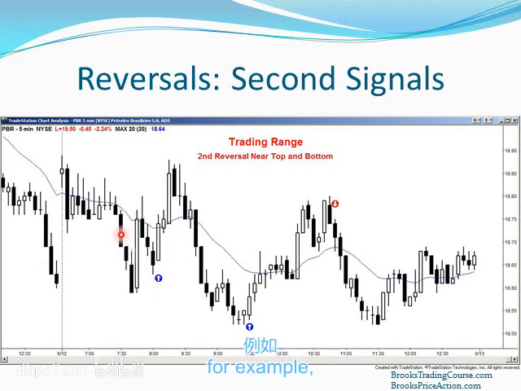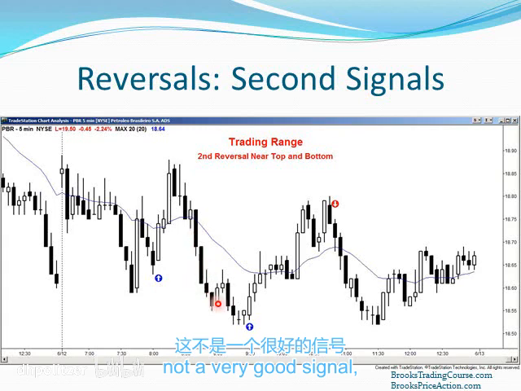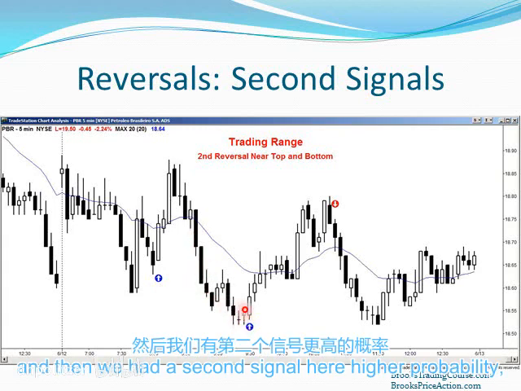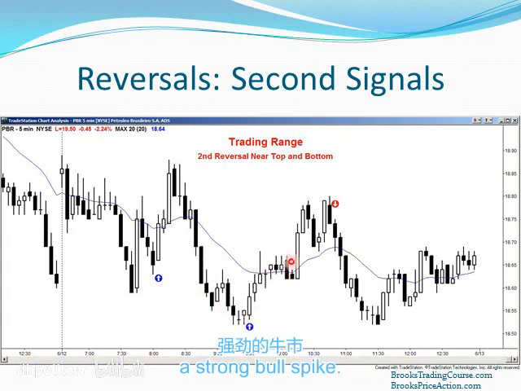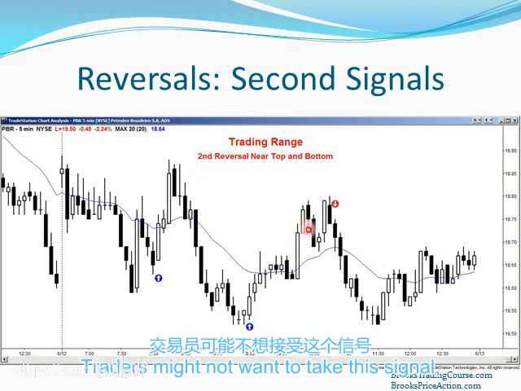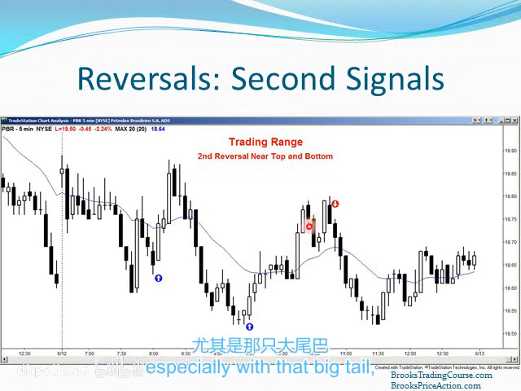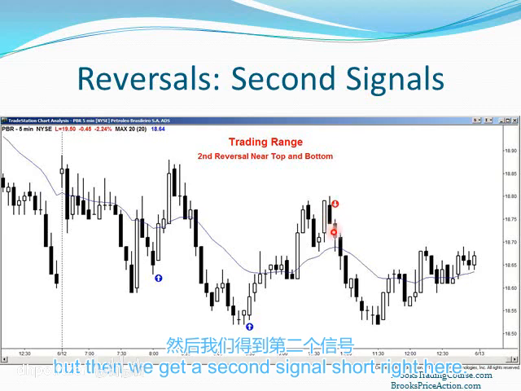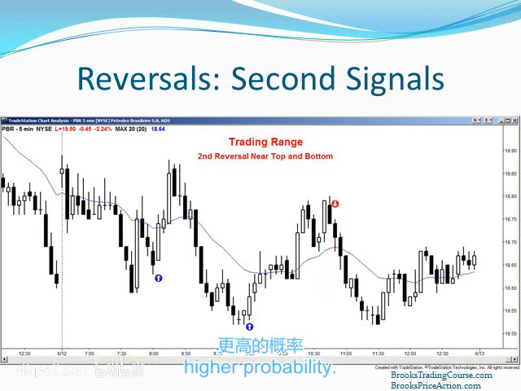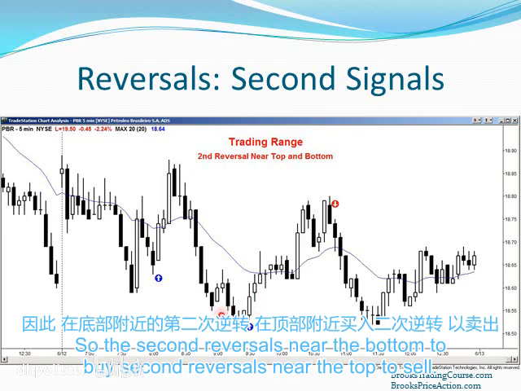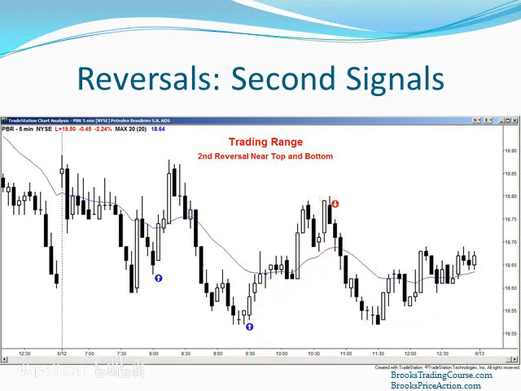So for example, let's talk about this one. This is easier to see. The market fell below the low. It reversed up, not a very good signal. And then we had a second signal here, higher probability. A strong bull spike. Traders might not want to take this signal, especially with that big tail. But then we got a second signal short right here, higher probability. So second reversals near the bottom to buy, second reversals near the top to sell.